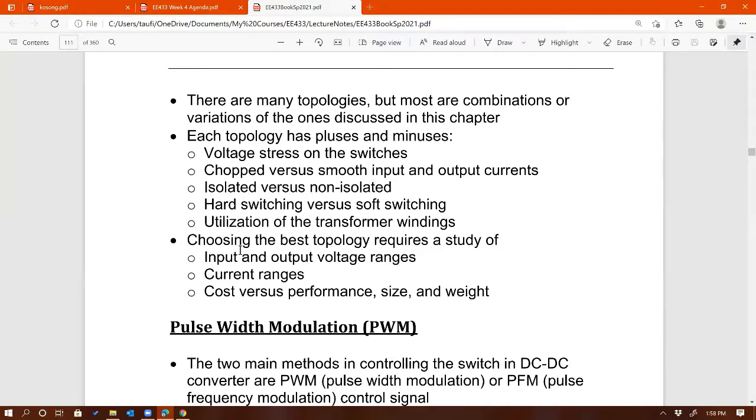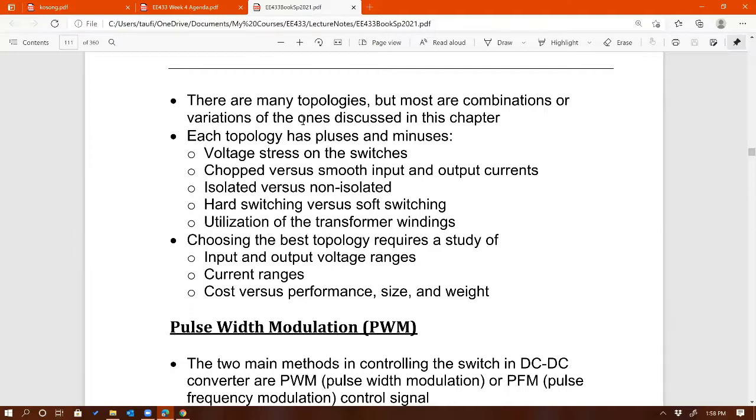Go ahead. What does isolated mean, and what does non-isolated mean? Isolated means it has a transformer, and non-isolated means it doesn't have a transformer. Got it. Okay, thank you. Yeah, that's basically what it means.